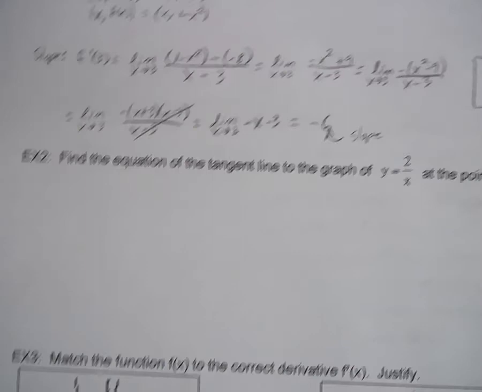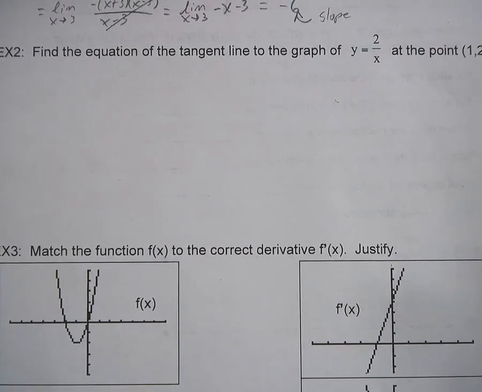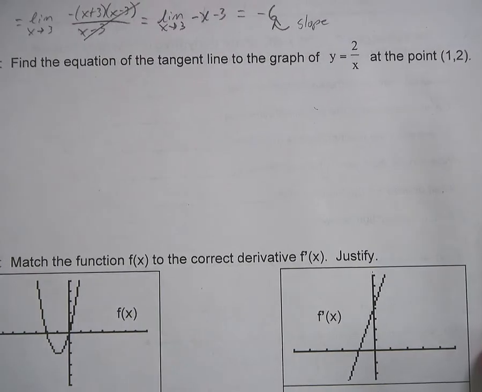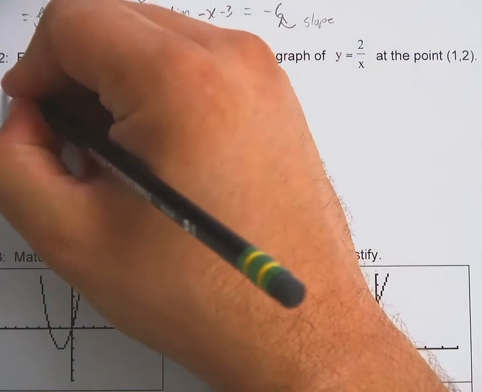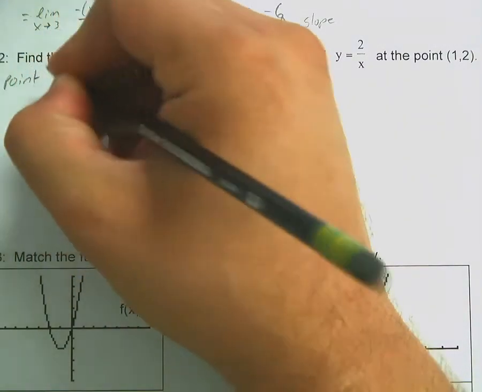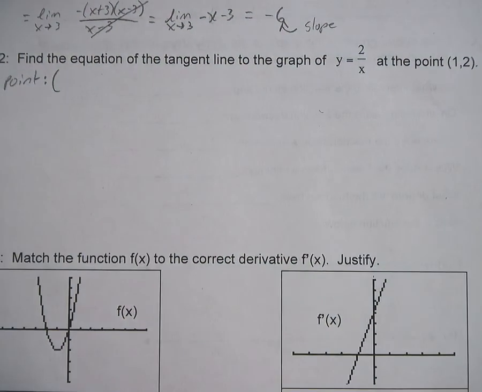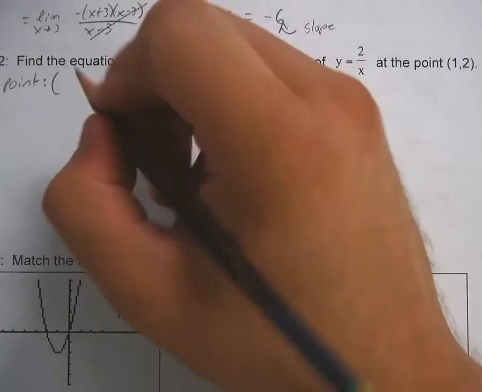Alright? Let's go to the bottom, or example 2. Next, find the equation of the tangent line to the graph of y equals 2x at the point 1 comma 2. Okay, so first off here, I'm going to write down the point that they gave me. Remember, it's c comma f of c, which is 1 comma 2 in this case.